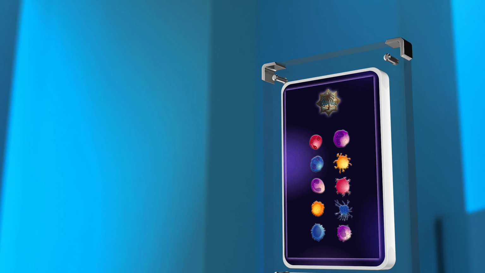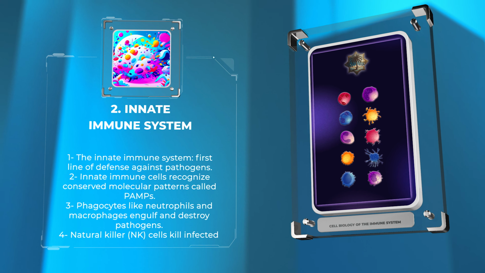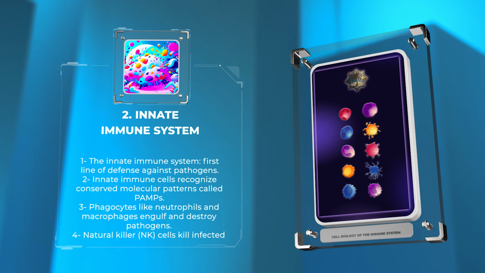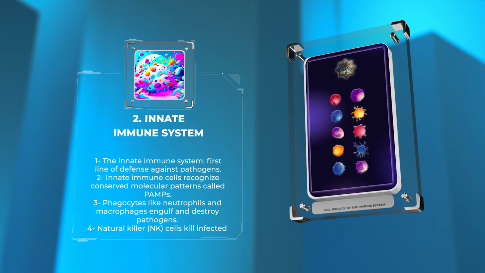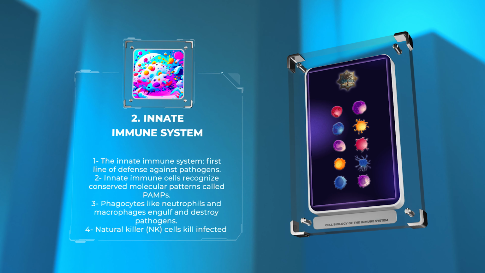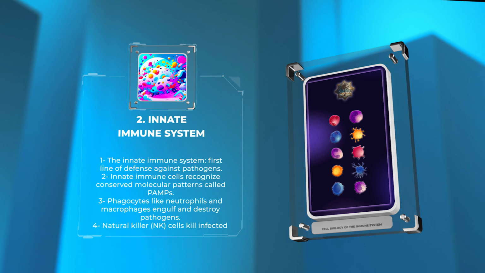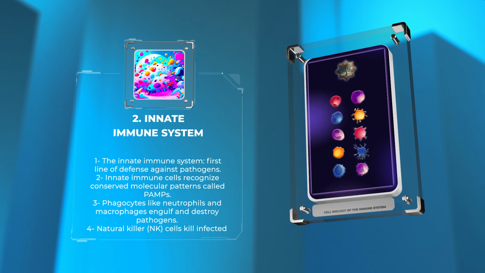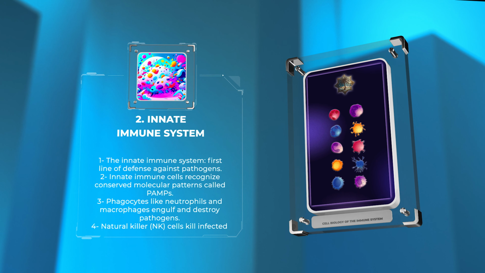The innate immune system serves as the first line of defense against pathogens. It works rapidly, providing immediate protection during the early stages of infection. Innate immune cells recognize conserved molecular patterns known as pathogen-associated molecular patterns, PAMPs, present on pathogens. These cells include phagocytes like neutrophils and macrophages, which engulf and destroy pathogens, as well as natural killer, NK, cells that kill infected cells directly.